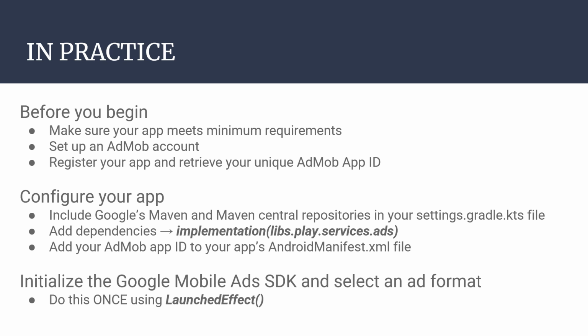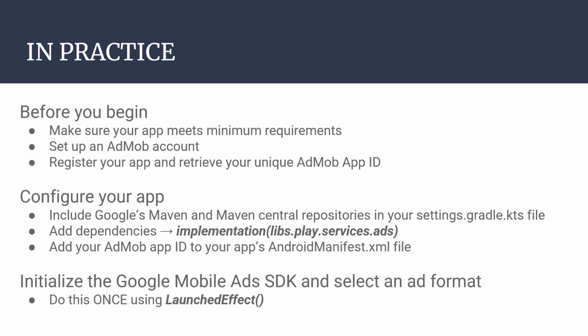So if you're going to implement this yourself, before you begin, you need to make sure that your app meets the minimum requirements. Set up an AdMob account through Google, and then register your app to get your unique AdMob app ID. This is similar to how we registered our apps with Firebase and set that all up. And then you've got to configure your app environment.